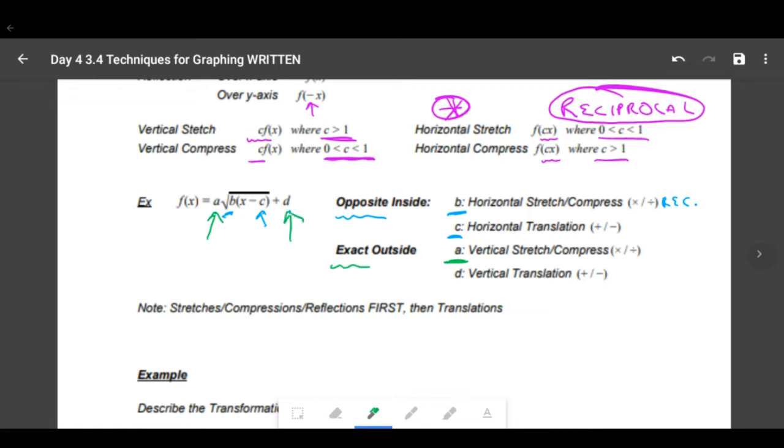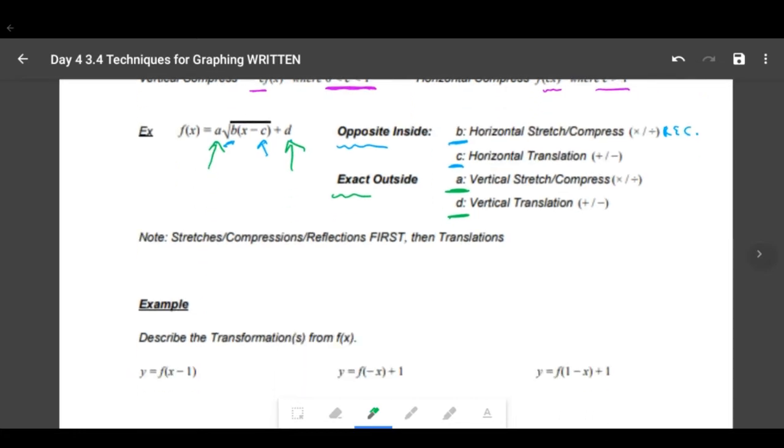If you see the D or some value added or subtracted on the outside, then we're going to say, okay, that is the vertical translation. If it's a +3, we're going to go up 3, positive 3 in that direction, okay? So we're going to take all of these and go through and look at some examples. And you see there's one more last note for you.